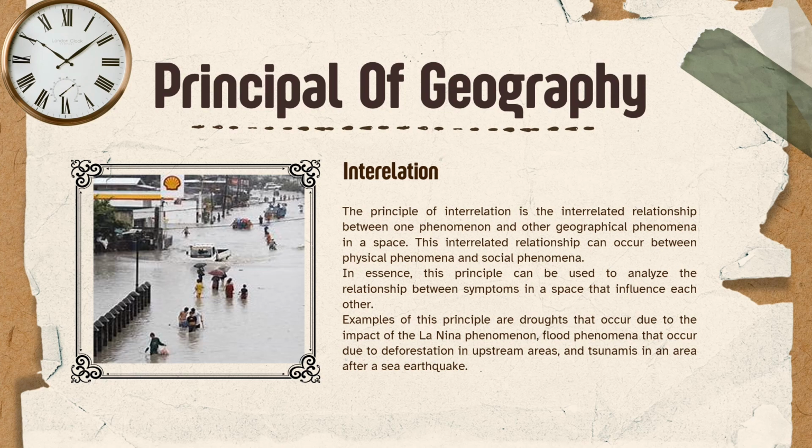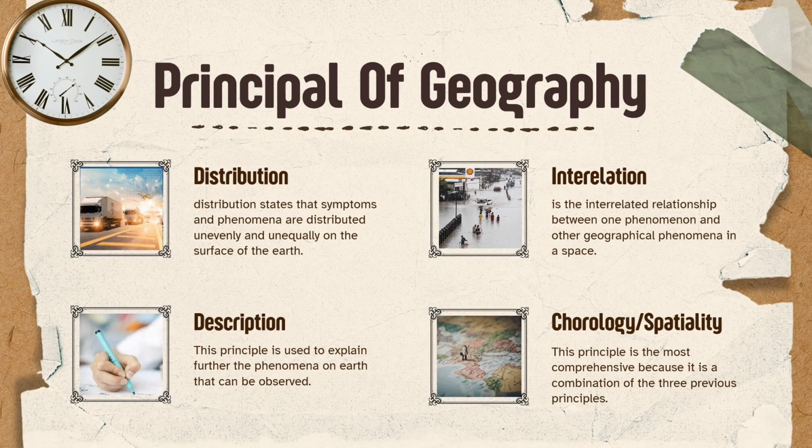Examples of this principle are drought that occurs due to the impact of the La Nina phenomenon, flood phenomena that occur due to deforestation in upstream areas, and tsunami in an area after a sea earthquake.